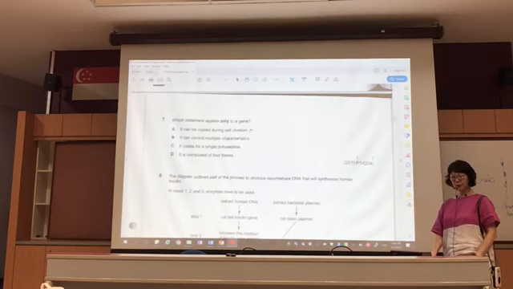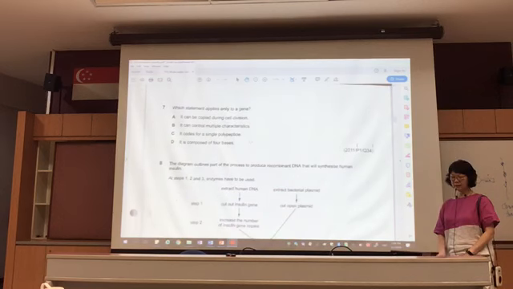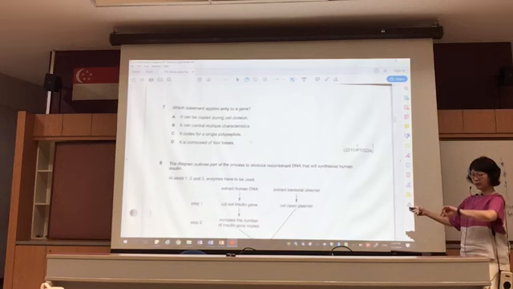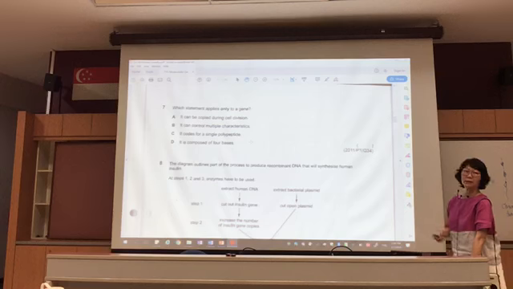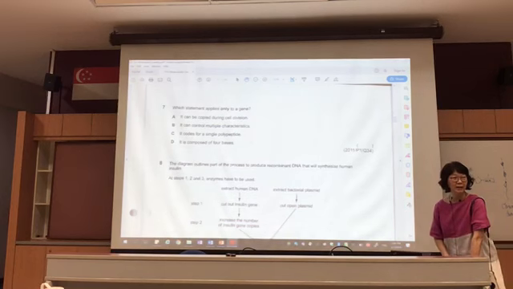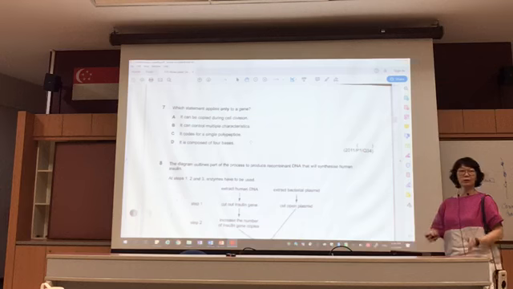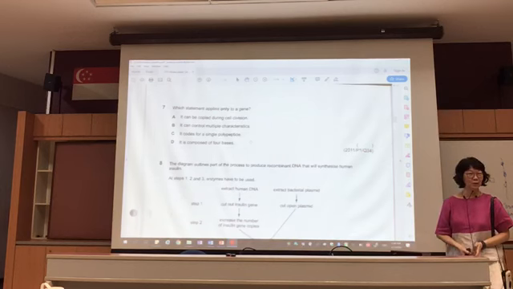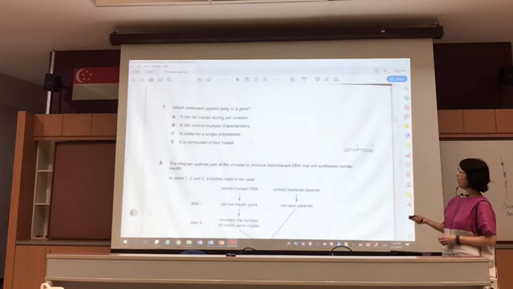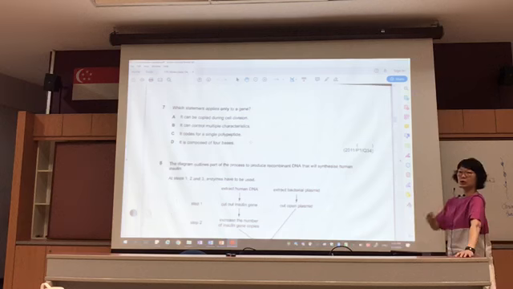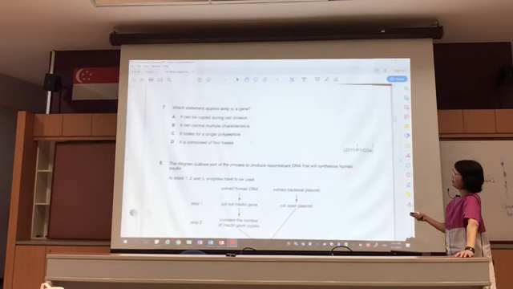Which statement applies only to a gene? Again, you need to know what a gene actually does. Can a gene be copied during cell division? Replication of DNA, what do you do before cell division? You have to copy the DNA, right? You also must copy the gene. So the gene can be copied. The gene controls multiple characteristics? No, a gene controls one characteristic. It codes for a single polypeptide.